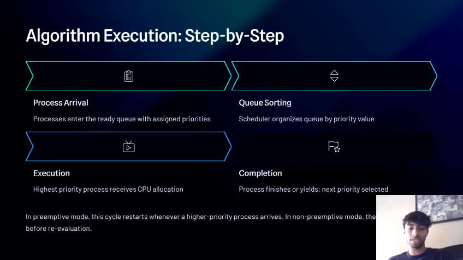Algorithm execution step by step. Here's how the algorithm works step by step. Processes arrive and enter the ready queue with assigned priorities. The scheduler sorts the queue based on priority values, and the highest priority process gets the CPU. Once the process finishes or yields, the next process is chosen. In preemptive mode, if a new process with higher priority arrives, it immediately interrupts the current one, and in non-preemptive mode, the running process completes first before any change.